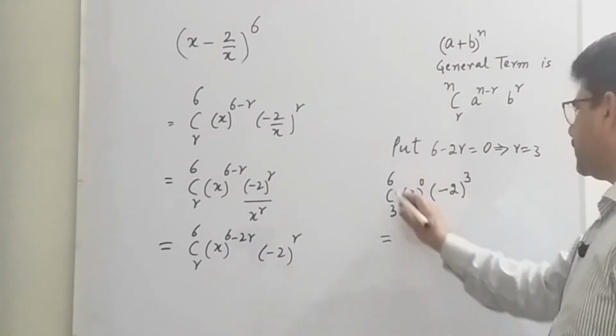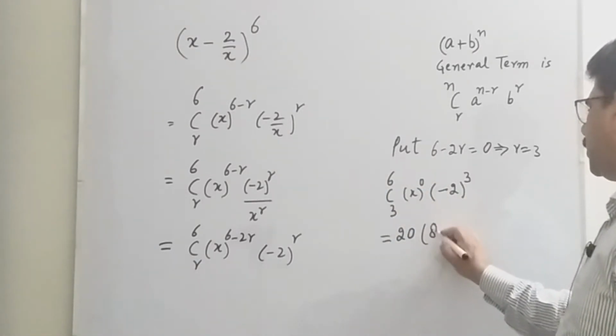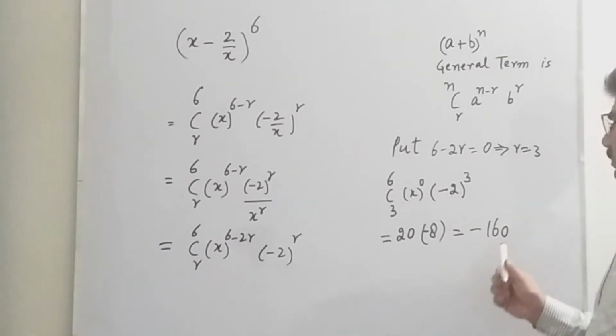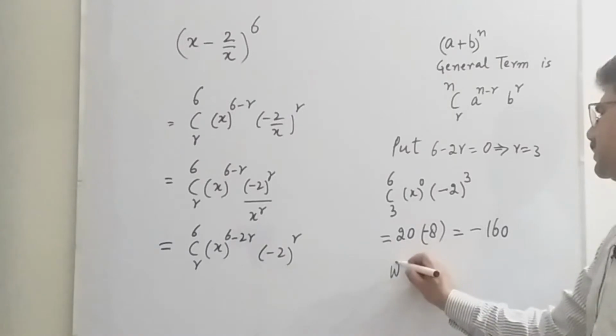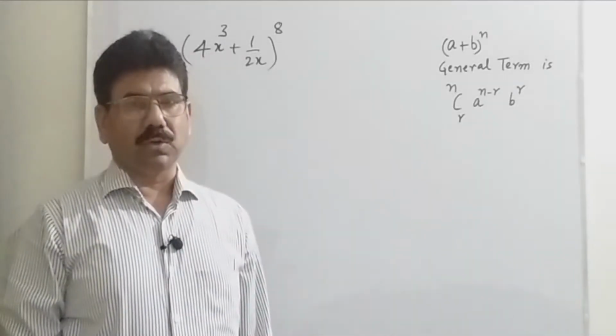If we calculate 6C3, the answer will be 20, and (−2)^3 will be equal to −8, so it will be −160. So this will be the term independent of x. Let us now solve another question.